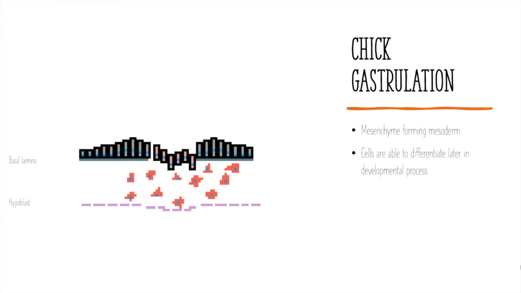During chick gastrulation, the medial cells undergo epithelial to mesenchymal transition as well. The cells that transitioned into mesenchymal cells begin to form the mesoderm between the basal lamina and hypoblast, where these cells can differentiate and progress the development of the chick embryo.